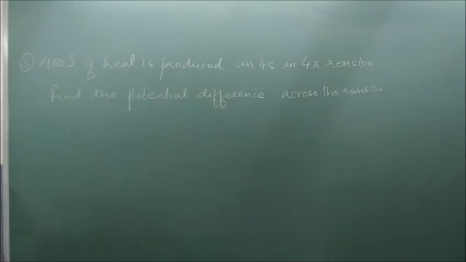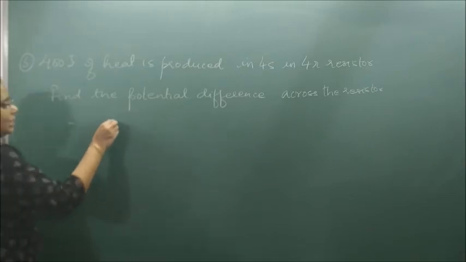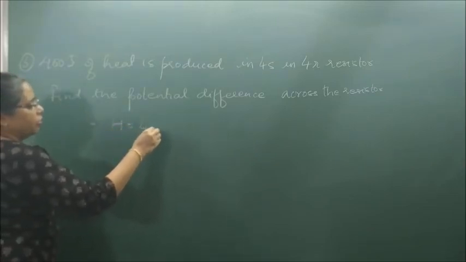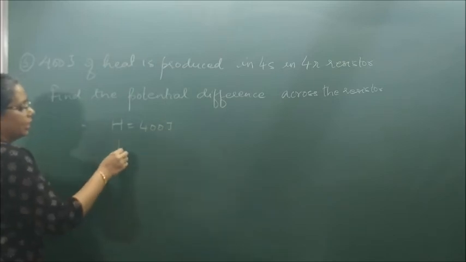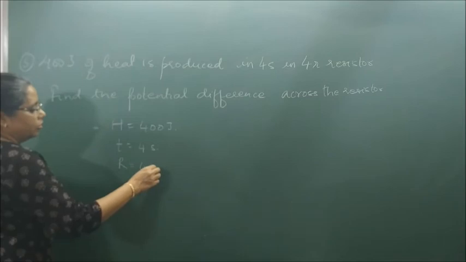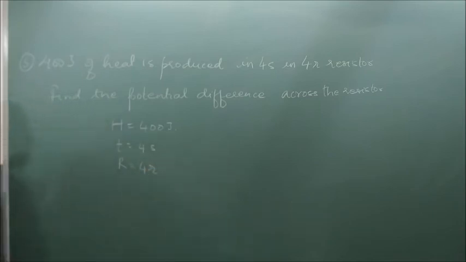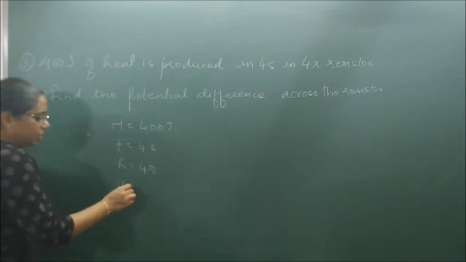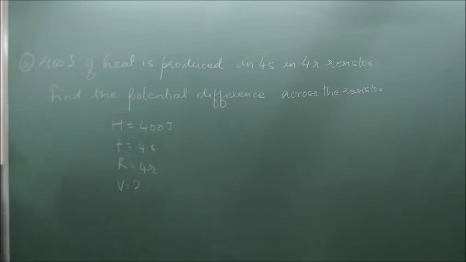It is not a problem based on power, it is a problem based on the heating effect of electric current. So what is given to us? H is given as what? 400 joules. Time is given as what? 4 seconds. R is given as what? 4 ohms. What is required? V is required. Okay. So now let us go back to our formula writing.